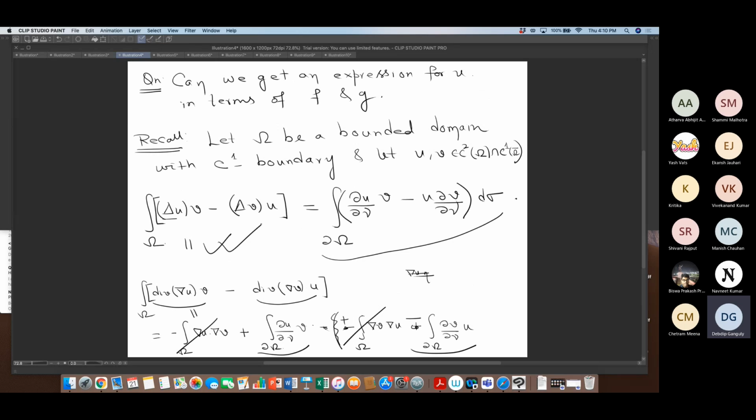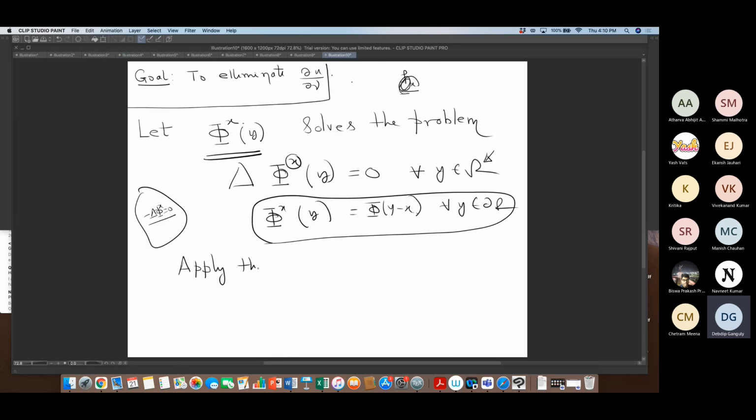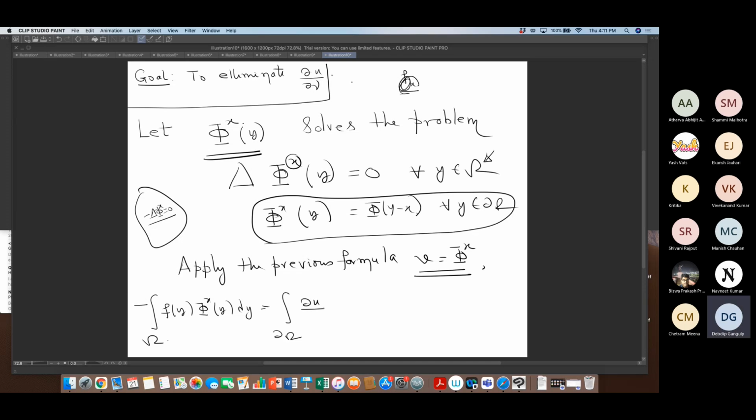Okay, now I'll apply this formula, the previous formula, with the same u and v equal to this phi x. If you apply this and use the harmonicity of this function, you will obtain minus integral over omega of fy phi xy dy, because you don't have to apply it near B(x, epsilon), since inside phi x is a nice function. Now outside you will get del u by del nu at y, see, phi of y minus x minus gy del phi x by del nu d sigma y. Okay, see, this term I have to eliminate, right?